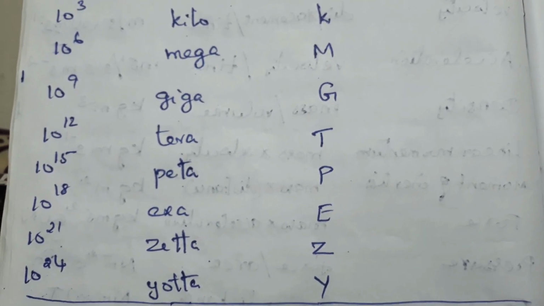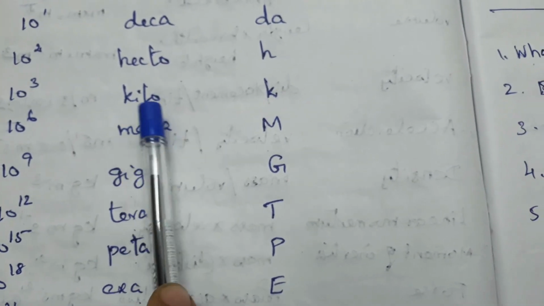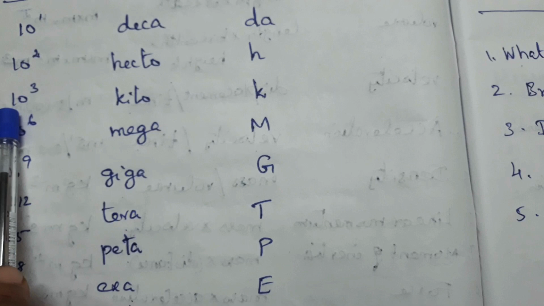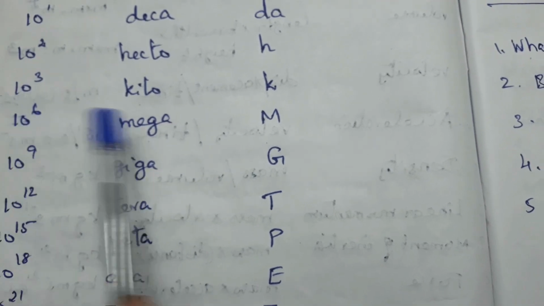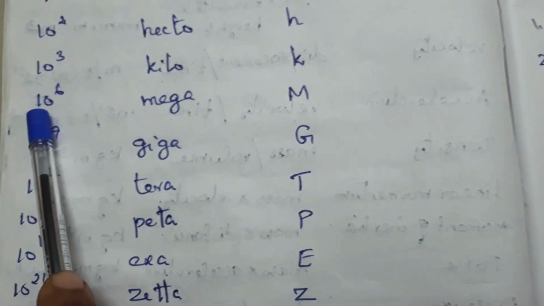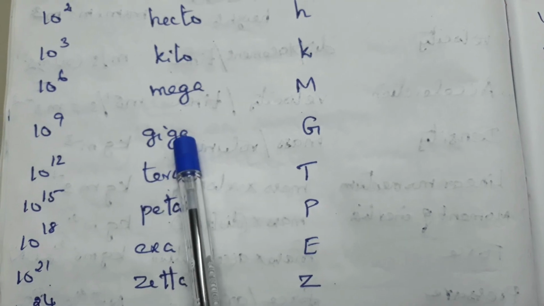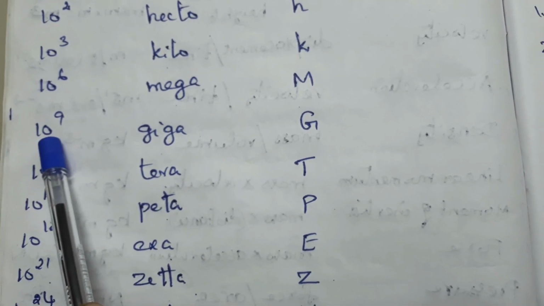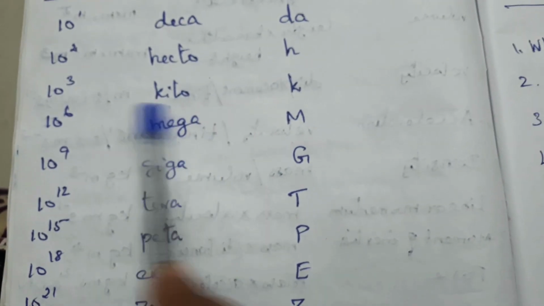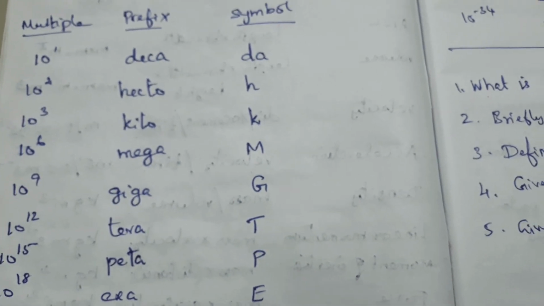So 10 power 3 gram means kilogram, or kilogram means we can write 10 power 3 gram. Mega means we should write 10 power 6. Giga means we should use 10 power 9. These are the prefixes for powers of 10.